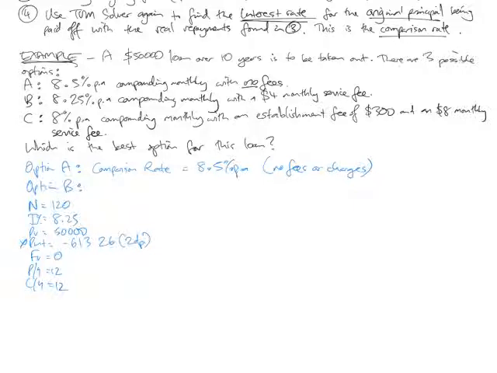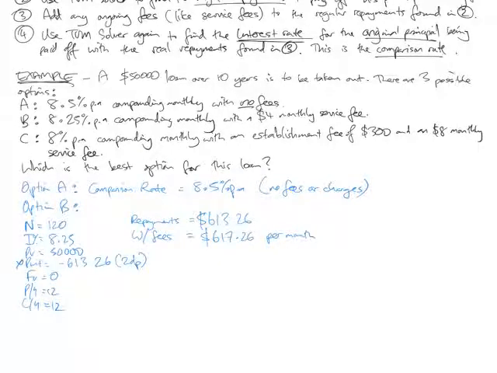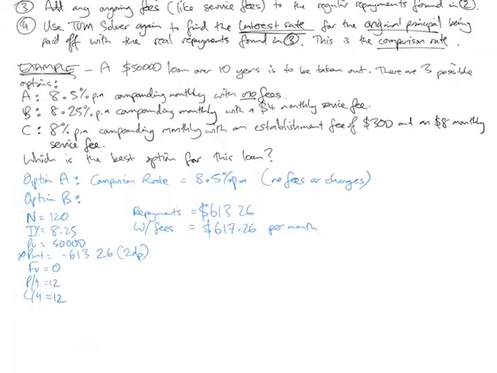So the regular repayments were $613.26. Add any service fees. So with fees, it was $4 a month. You're paying $613.26 a month, so it's going to be $617.26 per month. Step 4 is then use TVM Solver again to find the interest rate for the original principal but being paid off with the real repayments found in 3.